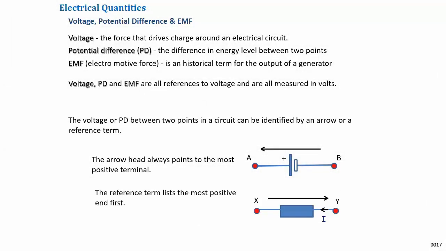If the terminals are labelled, the labels can be used as suffixes to reference the voltage. The most positive terminal is always listed first. So in the first diagram, the voltage is termed V subscript AB, while in the second, the voltage is termed V subscript YX.